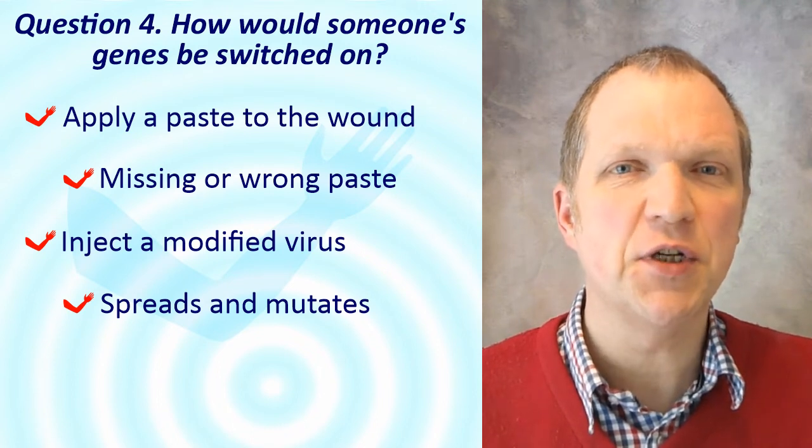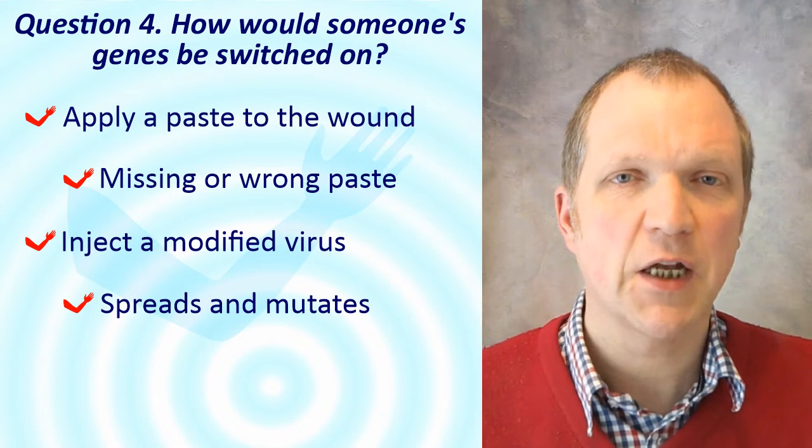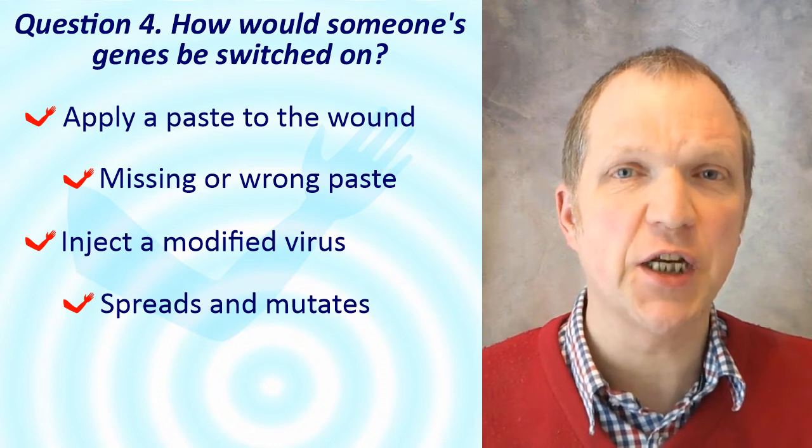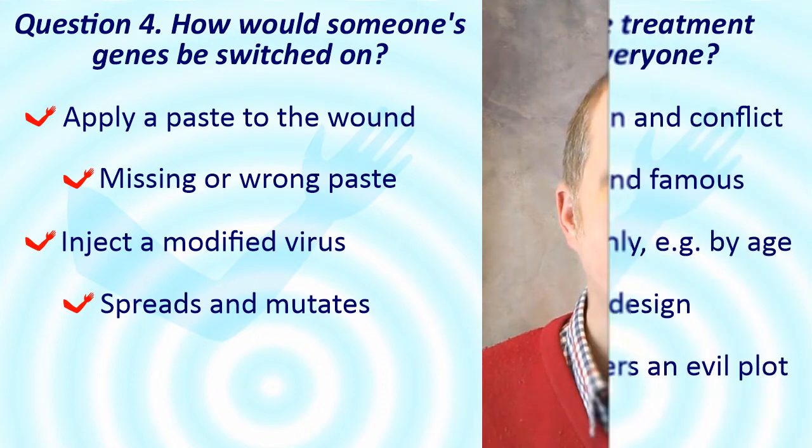This adds opportunities for tension and conflict in your story, for example if the paste goes missing or the wrong person's paste is used. An alternative method to switch on the genes could be to inject a modified virus. This is more suited for disaster stories where the virus spreads and mutates, causing global mayhem. It's a well-worn story idea, maybe too close to reality for comfort given recent real-life events.